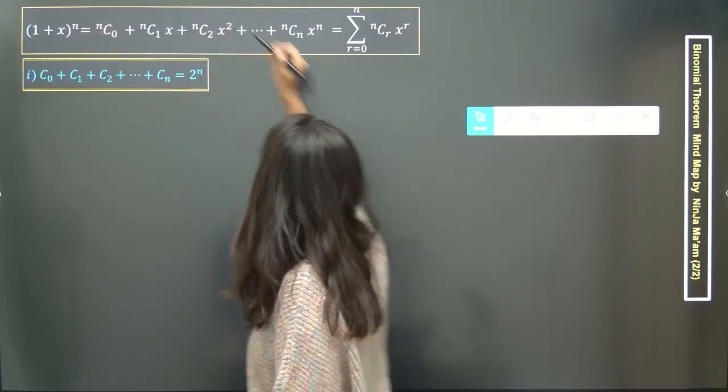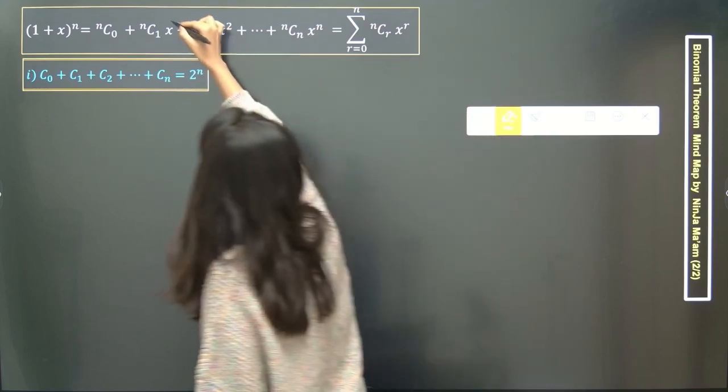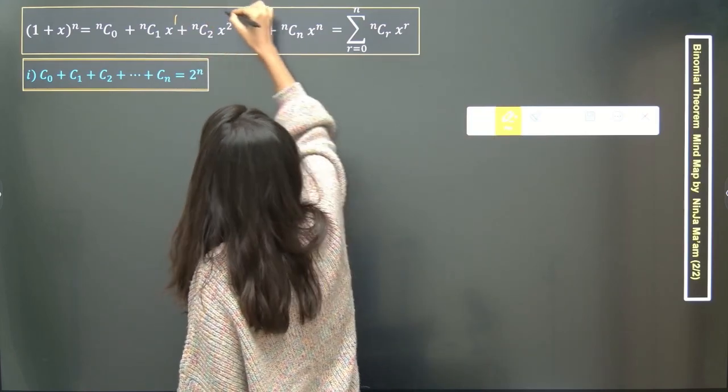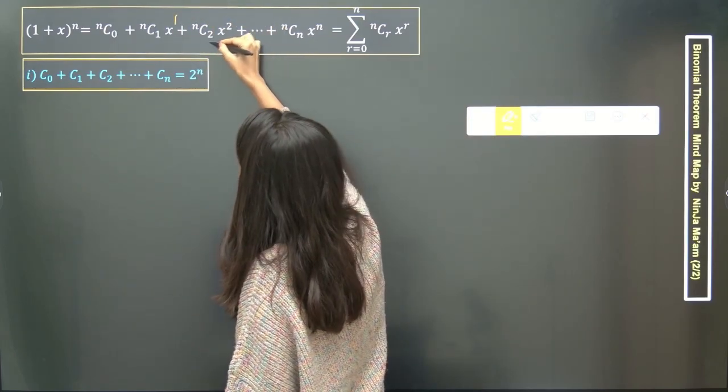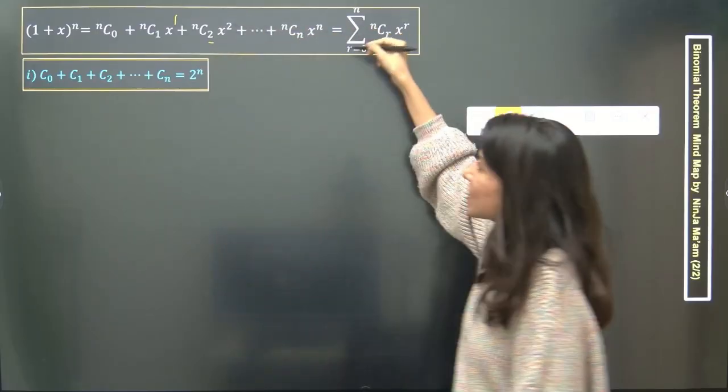See, NC1 x raised to power 1. Okay, this is your 1. NC2 x raised to power 2. Can you see index and power are matching, and so on.